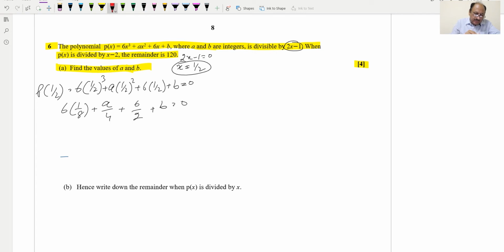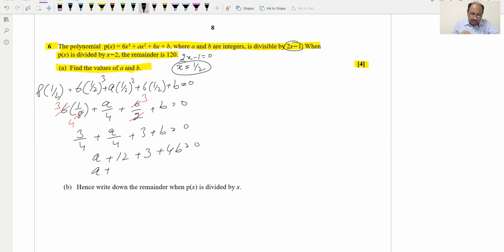Now cancellations: 2 3s are 6, 2 4s are 8, and 2 3s are 6. So our modified equation will be 3 by 4 plus a by 4 plus 3 plus b is equal to 0. So we can multiply everything by 4. So our equation will be a plus 12 plus 3 plus 4b is equal to 0. So a plus 4b is equal to minus 15.